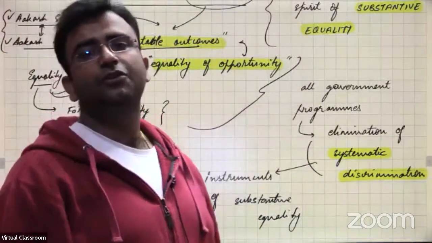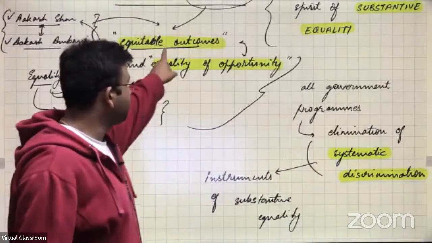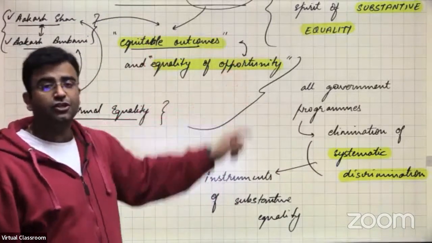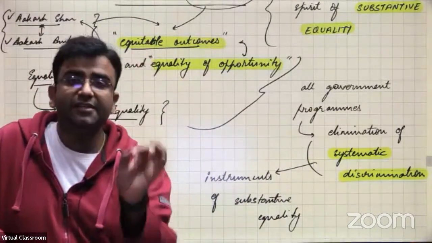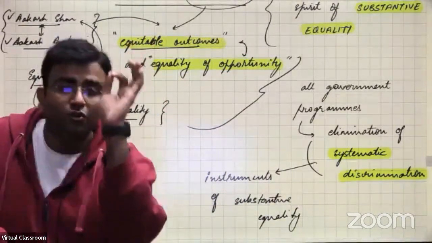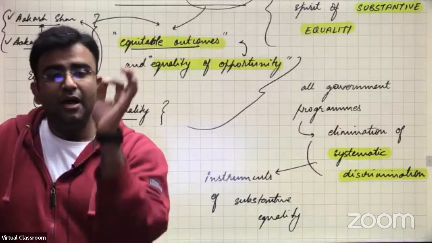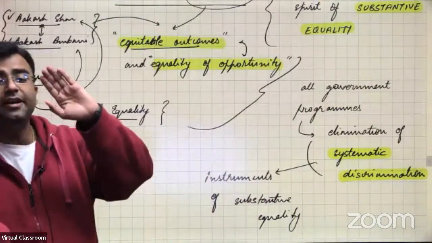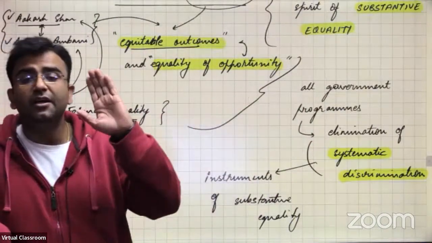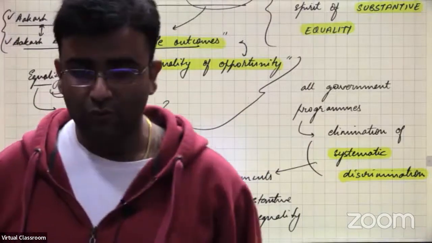It's not an exception to Article 15(1). Why? Because according to Supreme Court, reservation is a manifestation of what is known as substantive equality, that is an equality that ensures equitable outcomes and equality of opportunity, right? And therefore reservation is constitutionally valid. Reservation is constitutionally valid. I hope it is clear to you now.